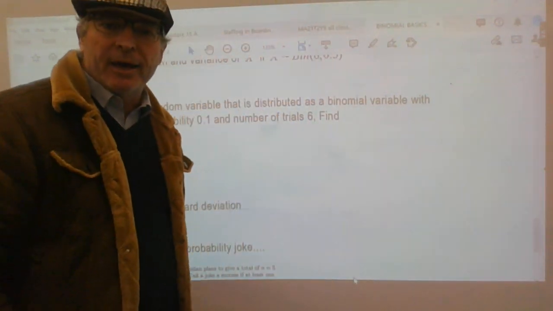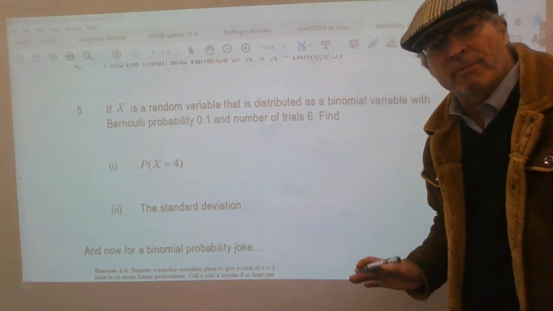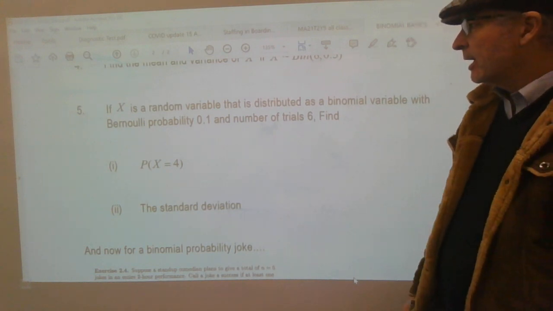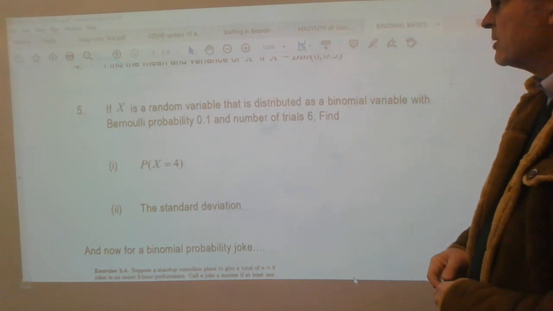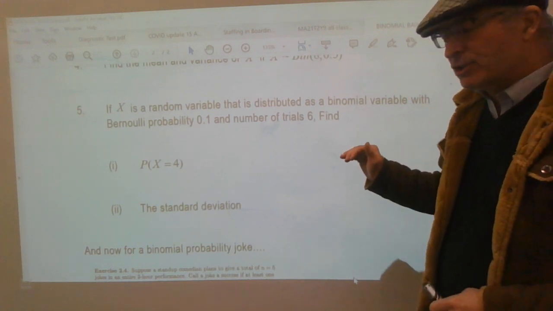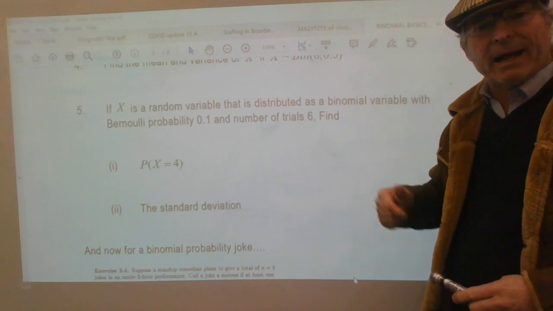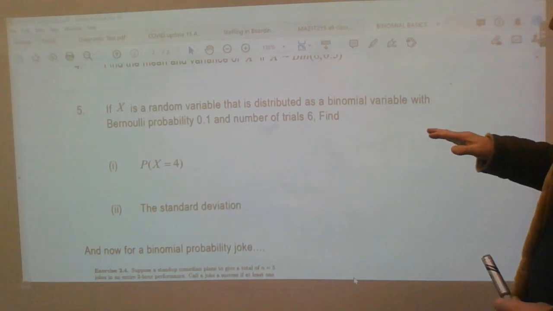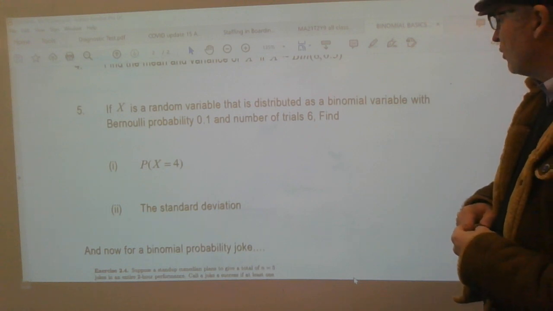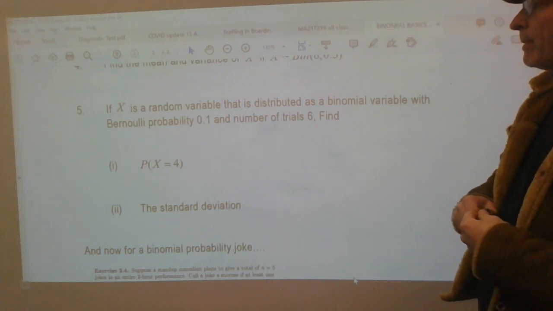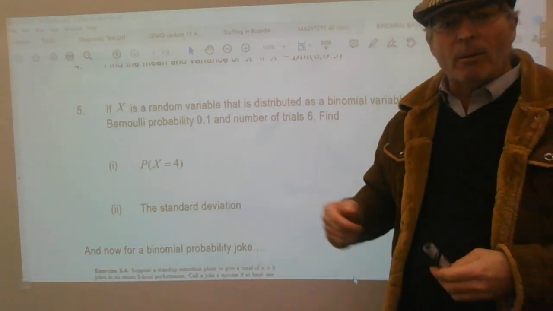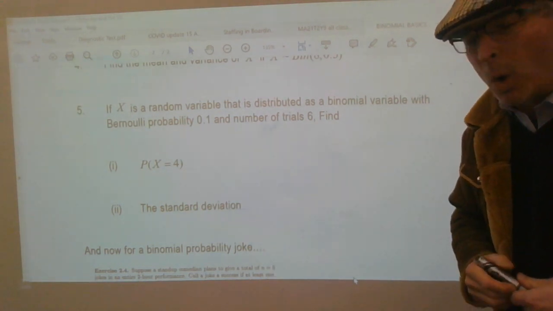So we're just going to go through the answers to the questions from the Binomial Basics that was on Schoolbox in the files section. So I'm going to start with question 5, but I'm going to go back up to question 1. So if x is a random variable that's distributed as a binomial variable with Bernoulli probability 0.1 and number of trials 6, find the probability that x equals 4.